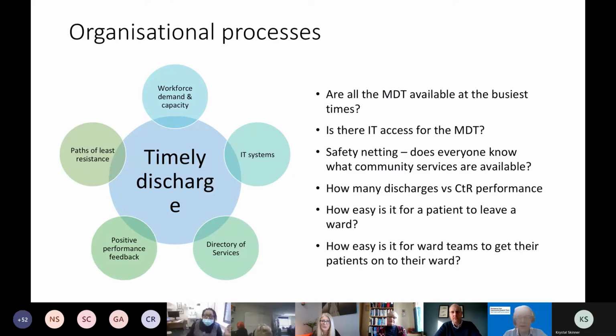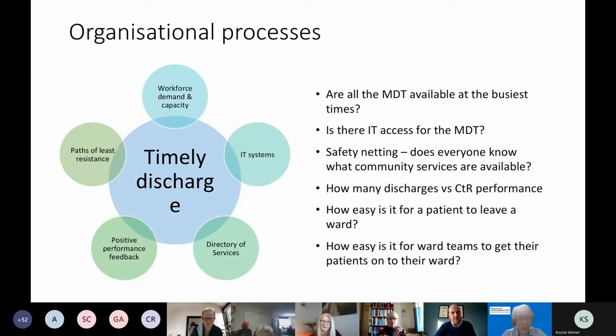Could I ask everyone to go on mute if you're not talking? That's great. Thank you very much. Because we've got a number of clinical leaders and operational leaders on the call, I thought I'd put this slide in to put a bit of challenge out there around how good the organisational processes are for optimising timely discharge once a decision to discharge has been made.